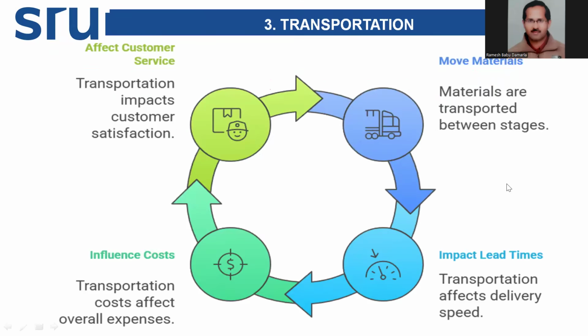Now, let us see the activities in transportation. Transportation, basically, moves materials. So materials are transported between the stages. Transportation can impact the lead time, it affects the delivery speed, and transportation will influence the cost. Transportation costs affect the overall expenses. In logistics cost, transportation is more than 50% of the cost. Other costs are warehousing and handling costs, loading, unloading, etc. And after customer service, transportation impacts customer satisfaction.